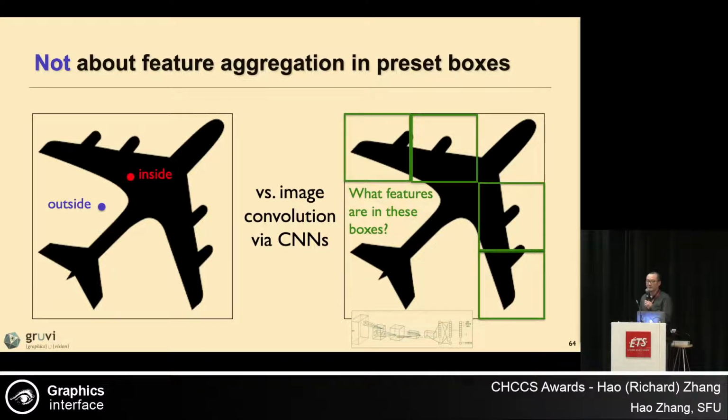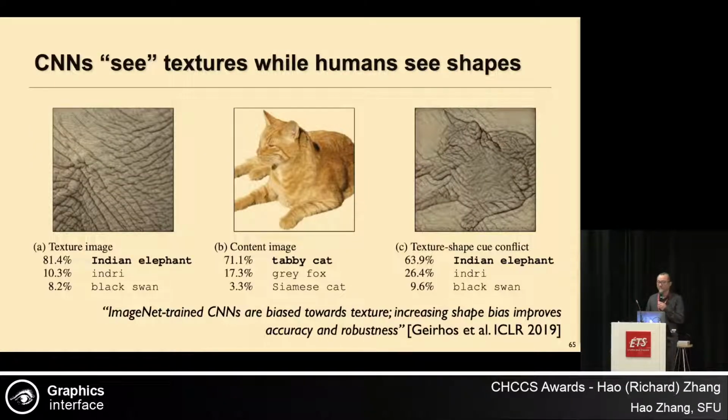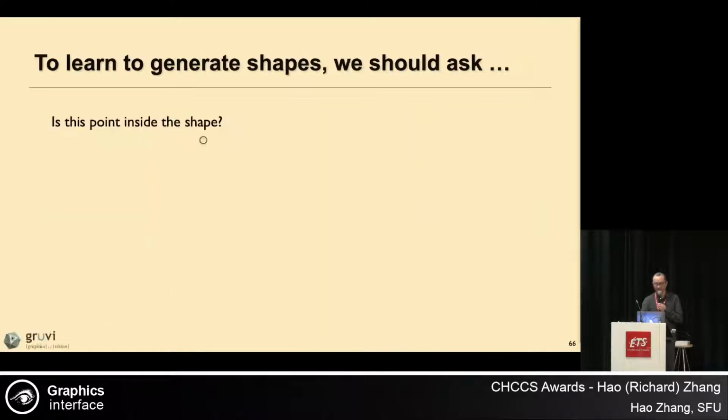Now, shape representation or learning really shouldn't be about feature aggregation in preset boxes. This is what CNNs, or convolutional neural networks, do. You go through different boxes, which are preset convolutional kernels, extract the features, and summarize them. I believe this is suitable for texture inference. I'm not the only one to make that claim. There's a paper on image classification whose message was that CNNs tend to see textures because of the way they operate, but humans tend to see shapes. If you want the machine to recognize the image on the right as a cat, you have to augment the data to say that's a cat. That was a paper from ICLR 2019.